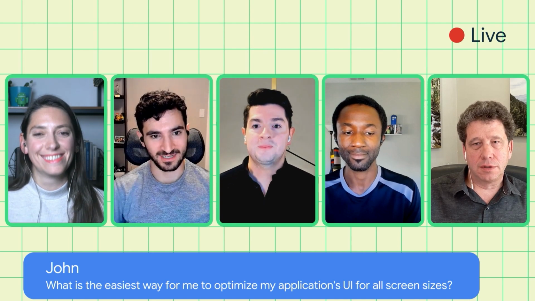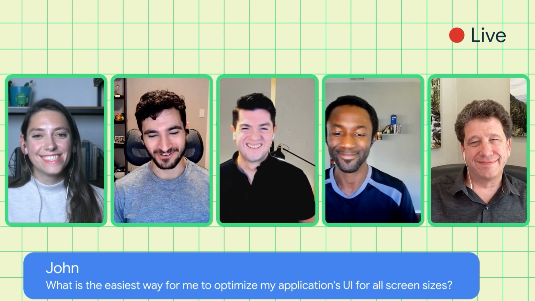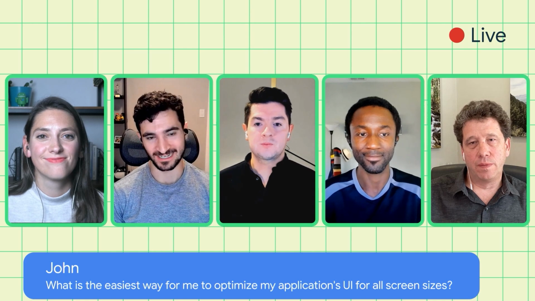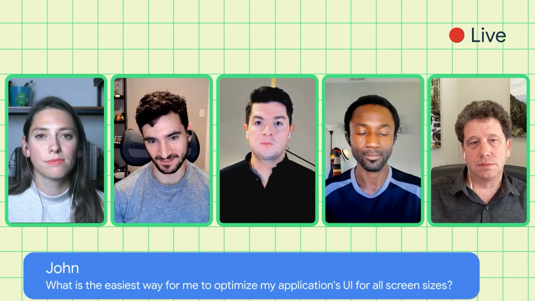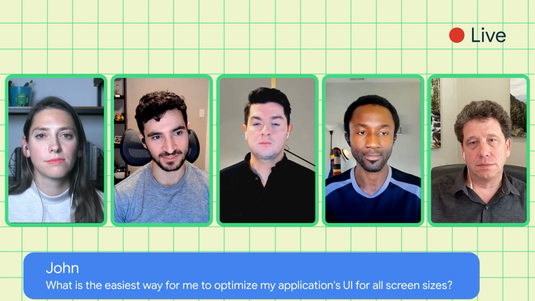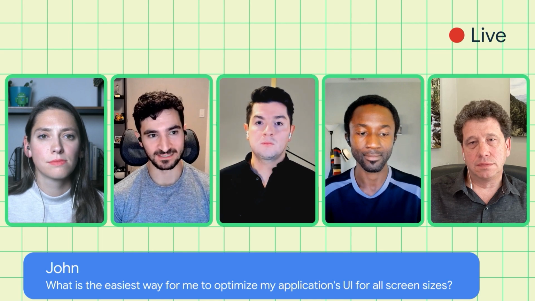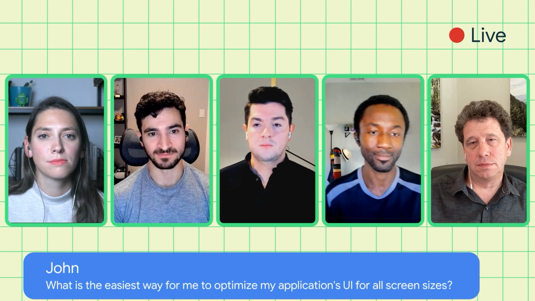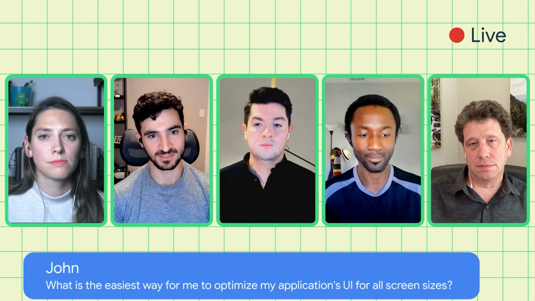Yeah, I can try to take that one first, but then I'll probably hand it off to Wale as well. So you have different options, and there's no single answer to this. It depends on where your application is today and what your future plans are. For example, if you have an existing application based on multiple activities, with the 12L feature drop, we now have activity embedding for you to place multiple activities being displayed at the same time side by side. So that's a great way for you to optimize your application without having to rewrite all of your layout code and rewrite your entire application.